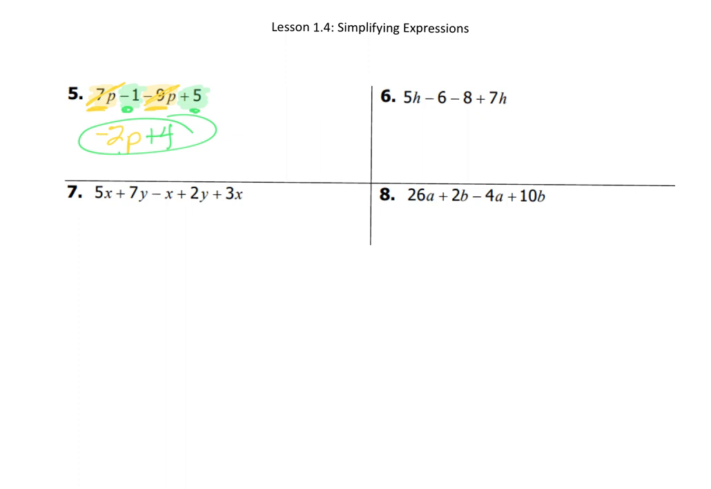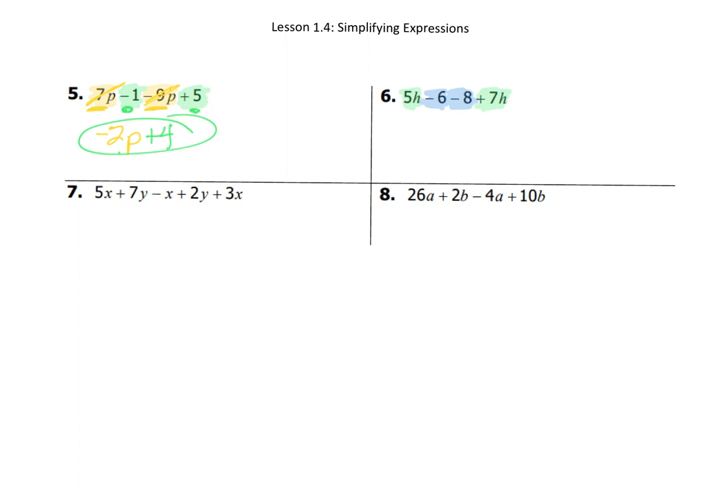Okay, number 6. My expression is 5h minus 6 minus 8 plus 7h. So anything that just has a regular h after it is considered like terms. That would be my 5h and my positive 7h. Regular numbers, constants, will be like terms. So that's negative 6 and negative 8. Put them together with the signs they're showing, those big front numbers.